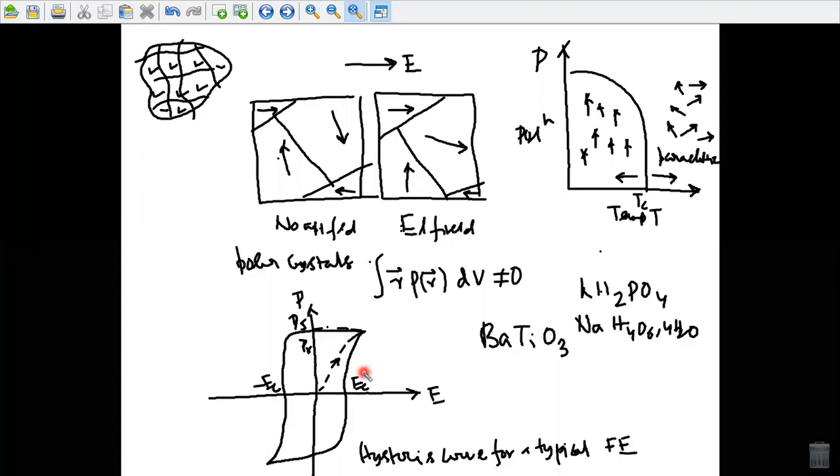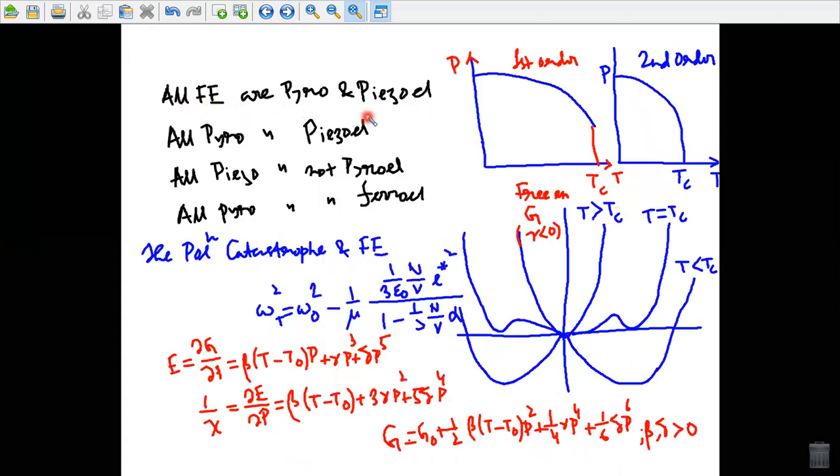So dielectrics belonging to all but one of the groups of non-centrosymmetric crystals are piezoelectric. This is the typical hysteresis curve for a typical ferroelectric substance. We can infer that all ferroelectrics are pyroelectric and piezoelectric. All pyroelectrics are piezoelectric. All piezoelectrics are not pyroelectric. And lastly, the pyroelectrics are not ferroelectrics.